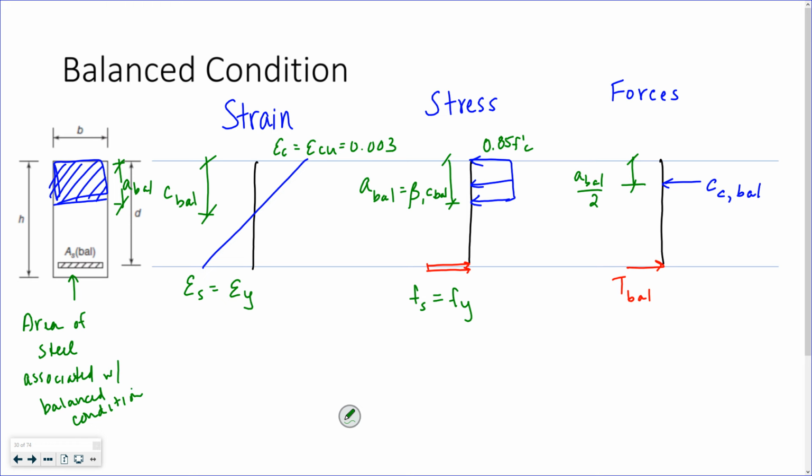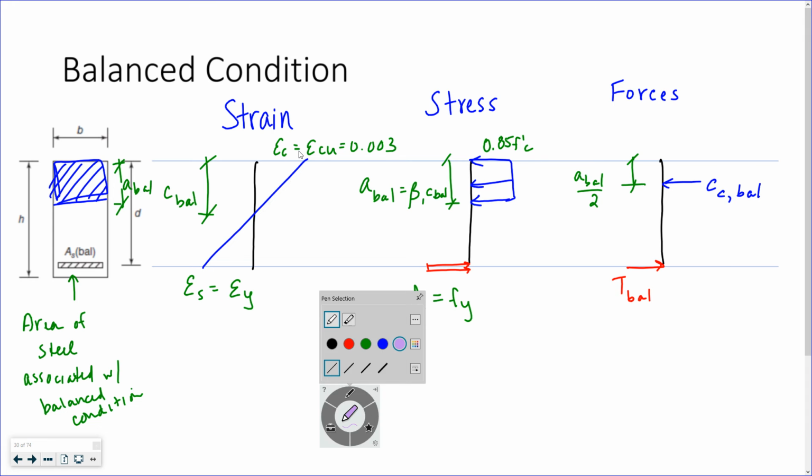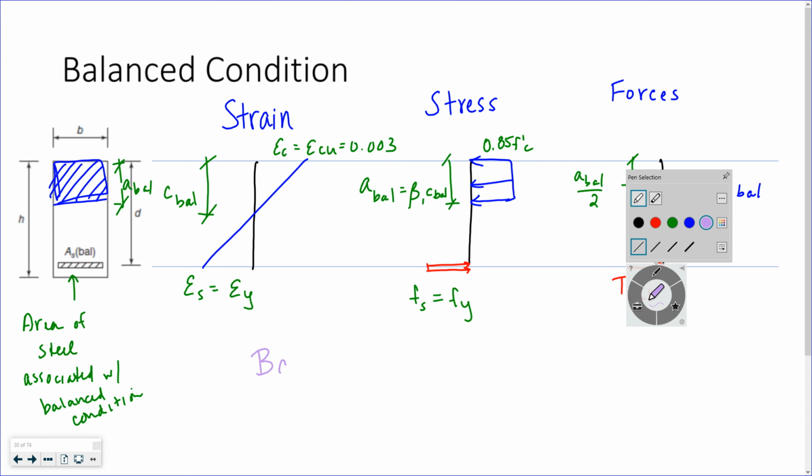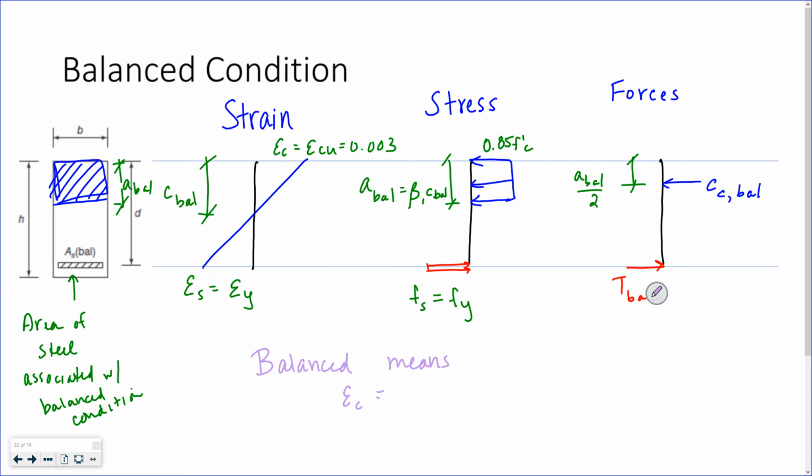This means if I have exactly this amount of steel, As balanced, when I analyze my section, this strain profile is true. So the balance condition means that the strain in my concrete is equal to the strain limit of concrete. And the strain in my steel is exactly equal to the yield strain. Not more, not less.